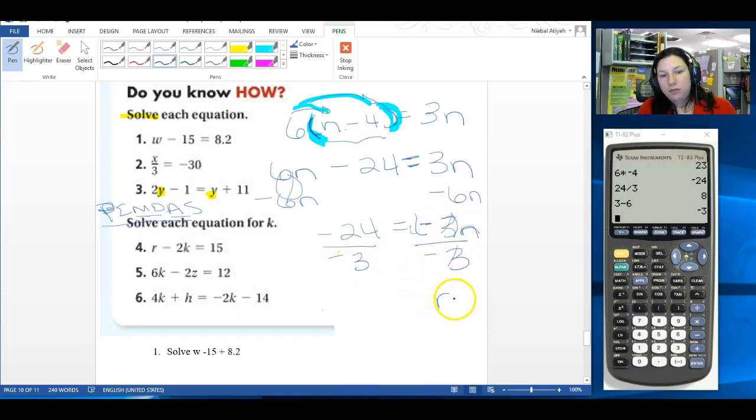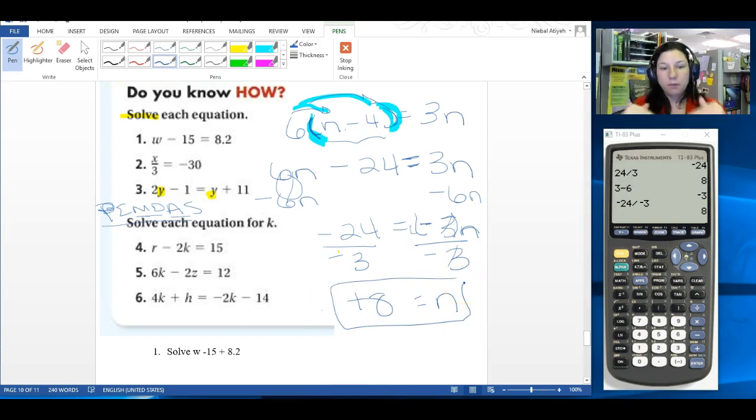Anything divided by itself is just 1. And negative 24 divided by negative 3. So your steps might have been different, but remember, ultimately, you get the same answer. 8 equals n.